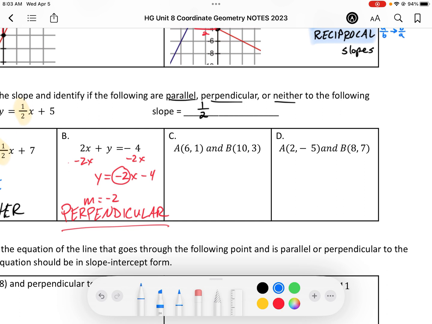From A to B, that has a slope with a rise. If I do 3 minus 1, that's 2. And run would be 10 minus 6, that's 4. That's a slope of 1/2, which is the same as my other line's slope, 1/2. So these are parallel.